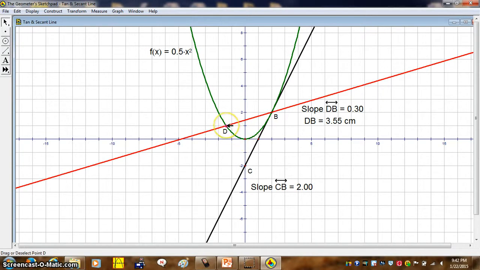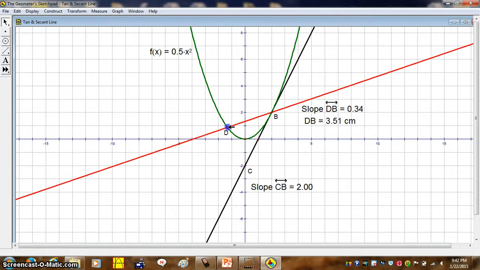I'm going to start with my segment, or my line DB here, and on the sketch pad I have it marking the distance from D to B, or the length of this segment that's contained within the secant line, and right now its length is about 3.51. I can also visually see that its slope here does not appear to match up with the slope here. For those of you more numeric rather than visual learners here, 0.34 does not equal 2.